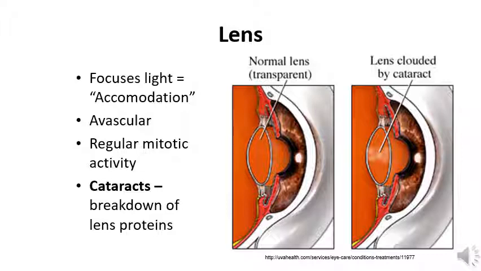So the lens itself is avascular. There are no blood vessels. It does get oxygen and nutrients from the surrounding fluid. In this case, it's going to be aqueous humor primarily, and it does maintain itself through regular mitotic activity. Now, most of us have heard of cataracts. Well, the lens is primarily protein in its composition, but the fact of the matter is if those proteins start breaking down, then the lens becomes clouded, and that's what the process of forming a cataract is involved with.